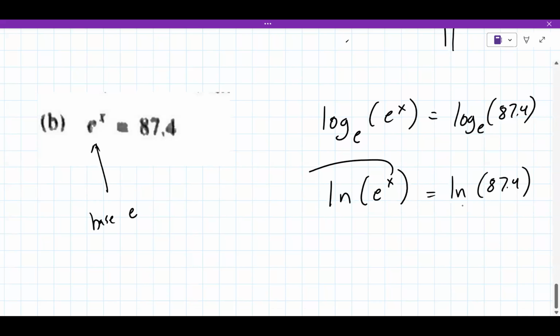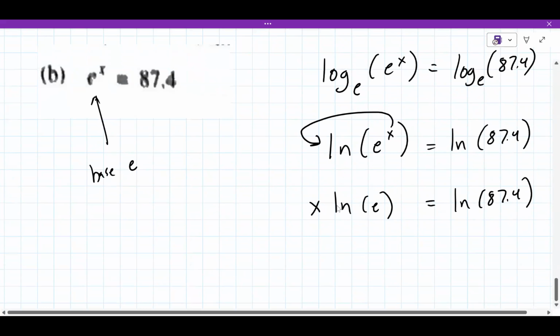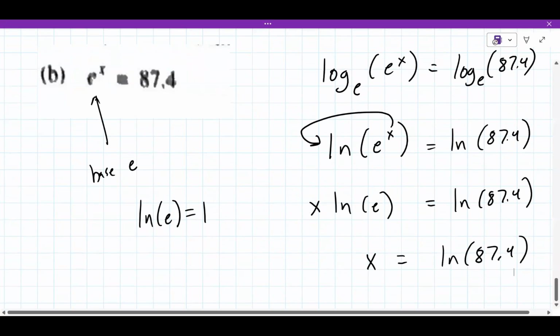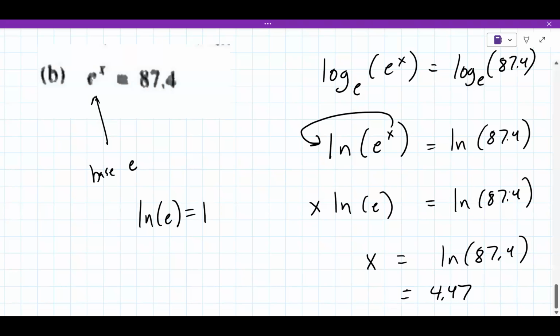But anyway, there are these properties of logarithms. One of them is that you can bring the exponent out in front. So this becomes x times the natural log of e. And the natural log of e is really 1, because they undo each other. So this becomes x equals the natural log of 87.4, and that can be calculated. For that, I get 4.47.